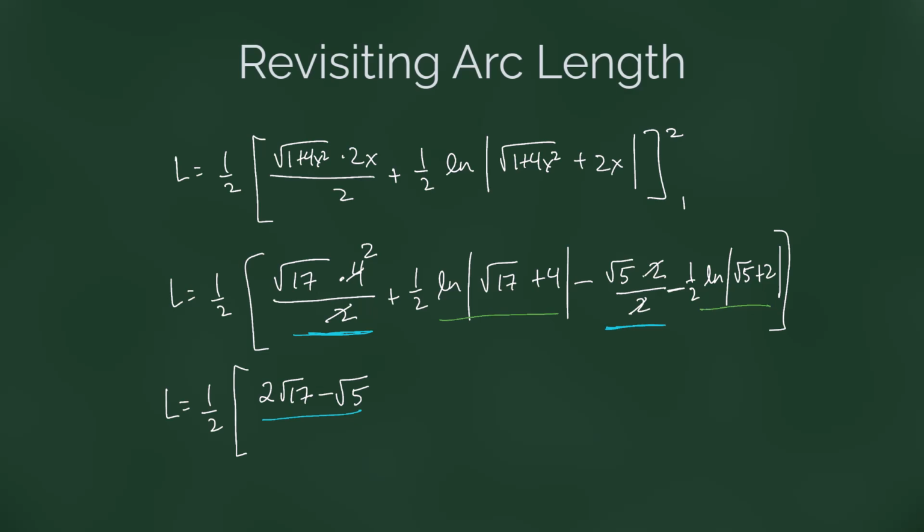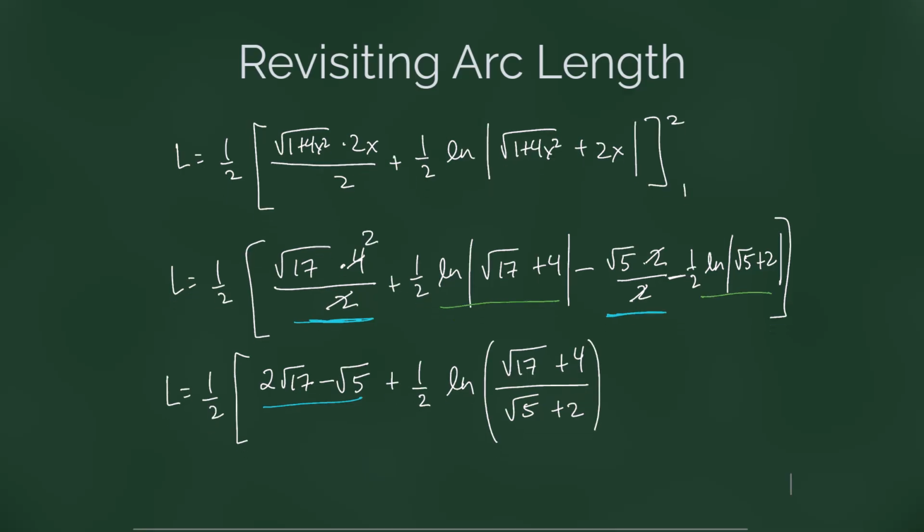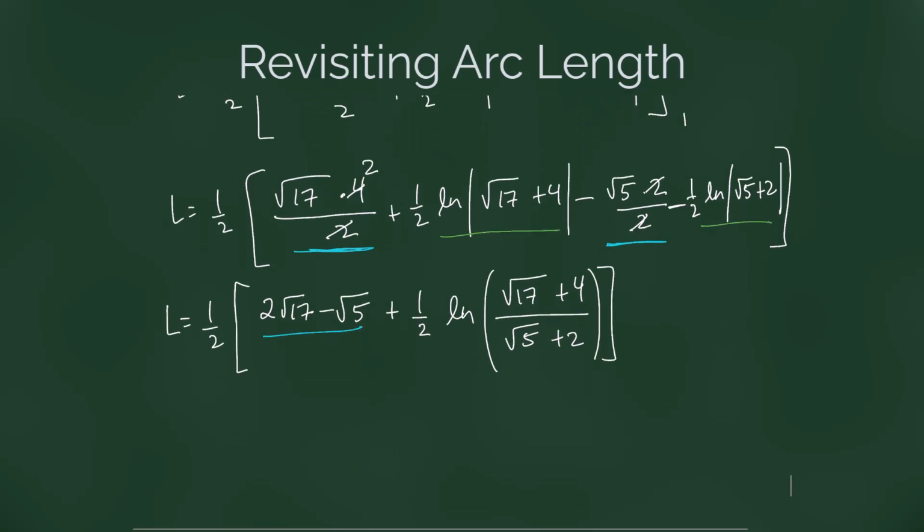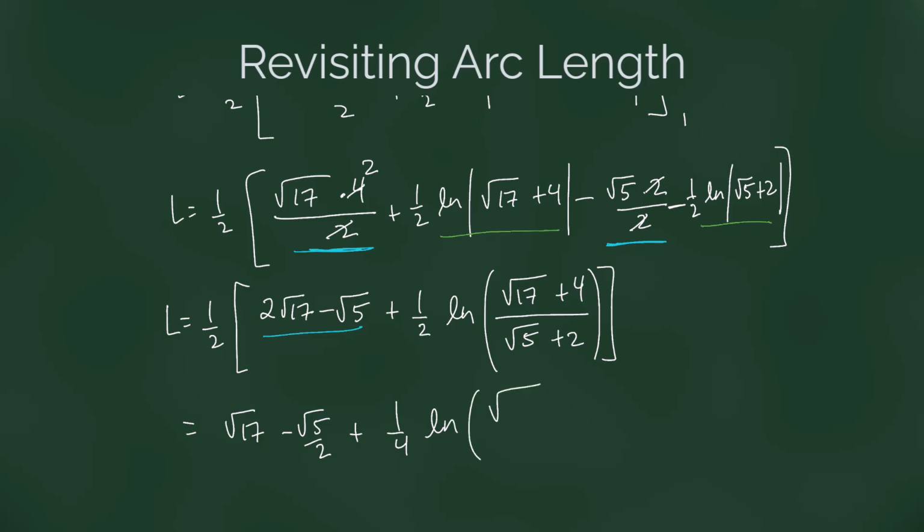So now we have two natural logs separated by a subtraction, which means we can combine them using division. So we get 1/2 the natural log of, I don't need the absolute values because all of the expressions inside of them are positive, the square root of 17 plus 4 all over the square root of 5 plus 2. And then if we so choose, we can distribute the 1/2 to get the square root of 17 minus the square root of 5 over 2 plus 1/4 the natural log of the square root of 17 plus 4 over the square root of 5 plus 2.